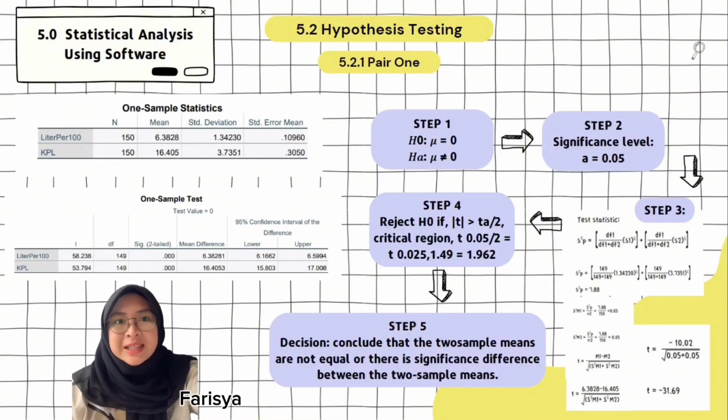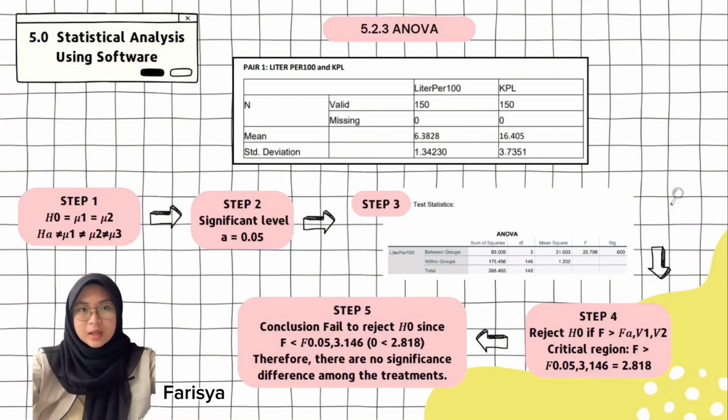Next part for my presentation is hypothesis testing. First step, use this formula. Step 2, significant level is alpha equal to 0.05. Step 3, doing calculation and get the result T equal to negative 31.69. Step 5, we can conclude that the two sample means are not equal, or there is significant difference between the two sample means.